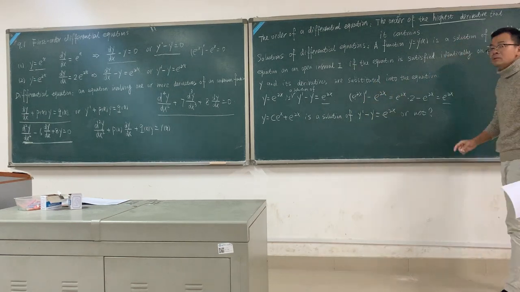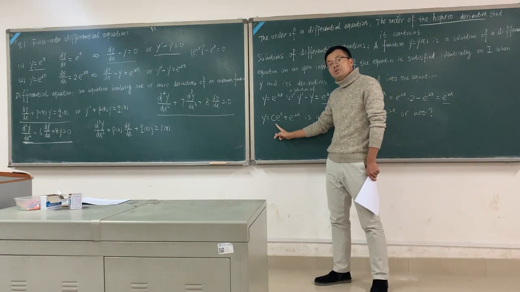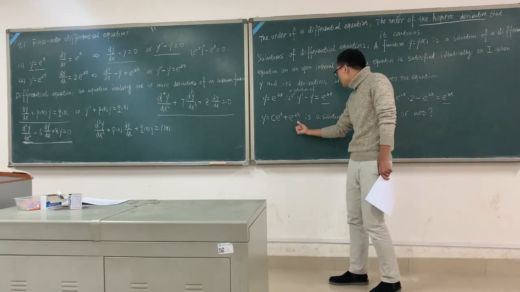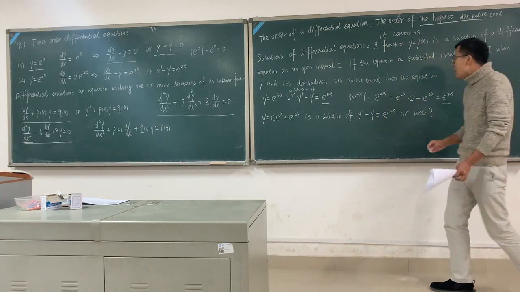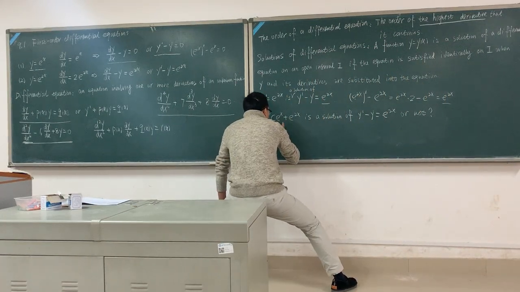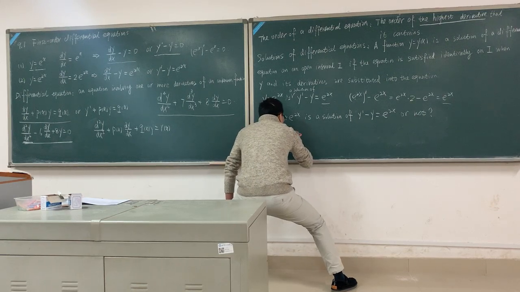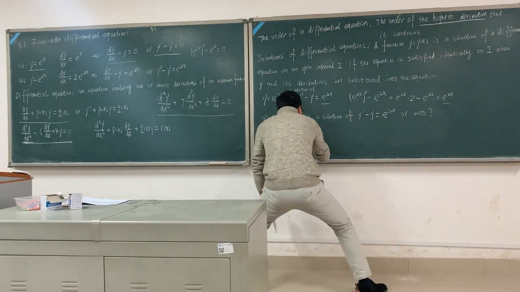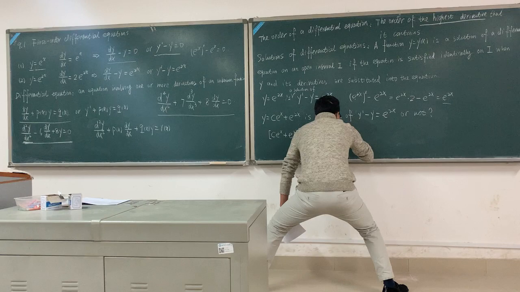So now we need to see this function, okay? This function here, c is a constant, y equals c e^x plus e^{2x}. Is this function a solution of this equation or not? So here we need to see y prime minus y. Here y equals this function, so y prime actually is (c e^x plus e^{2x})' minus (c e^x plus e^{2x}).